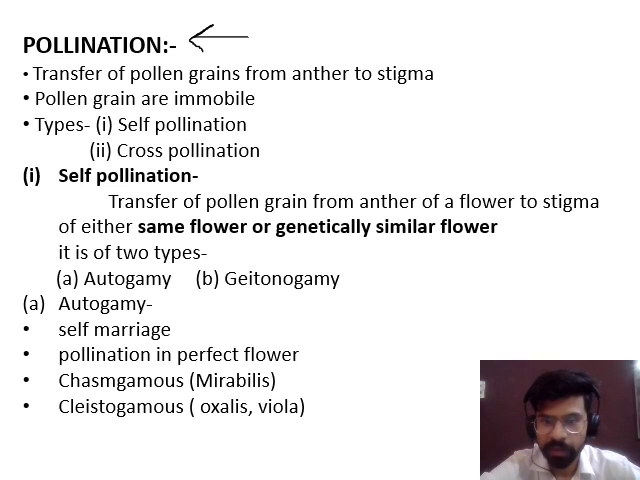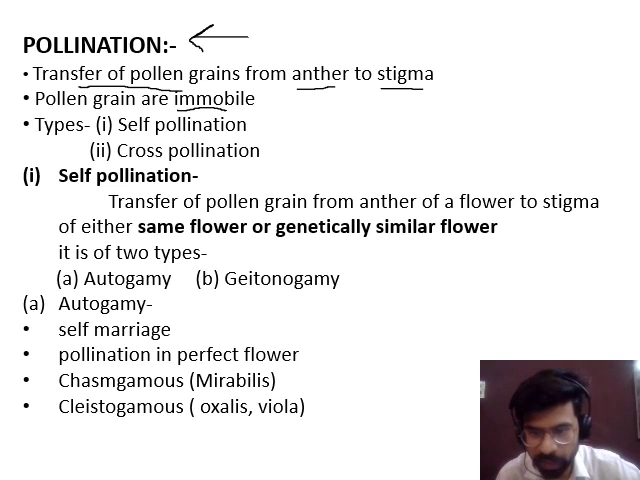Because the gametes are immotile, they cannot move. So they require various agents, and the transfer of pollen grain from anther to stigma is known as pollination. Pollen grains are immobile, already discussed. Now what are the types of pollination? There are two types, self pollination and cross pollination. In the 10th class we have already discussed this topic in detail.